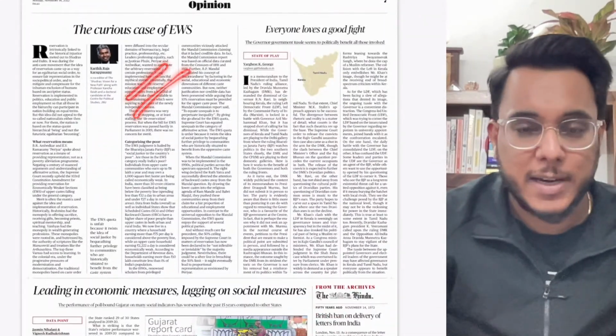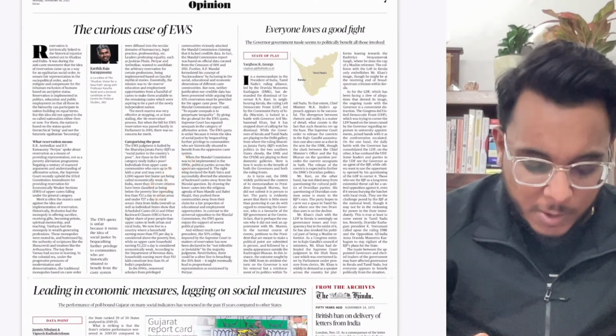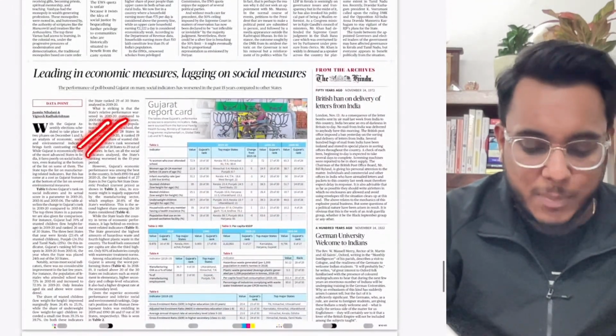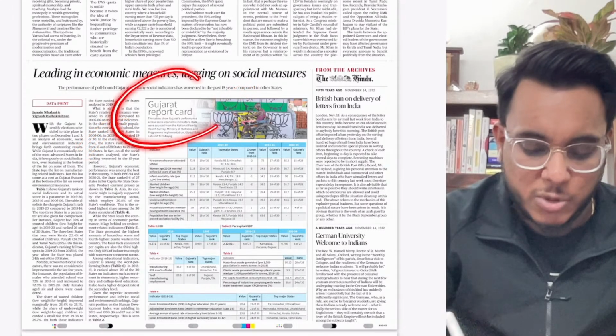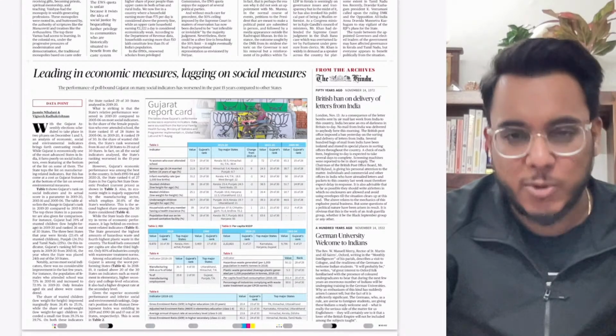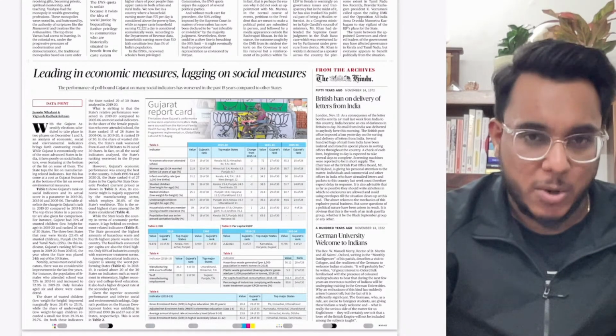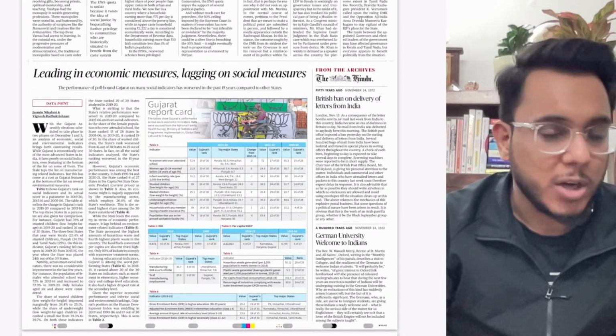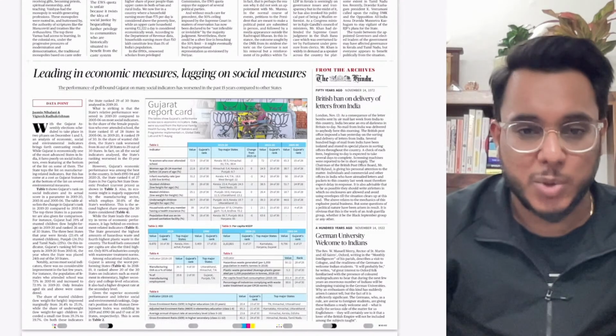The curious case of EWS, we'll see what this article is talking about. Fine. Leading in economic measures, lagging on social measures. So this is a Gujarat report card. Basically guys, as the elections are going on, these are the trends that are coming. With respect to UPSC, it's not needed that you go too much into the detail.